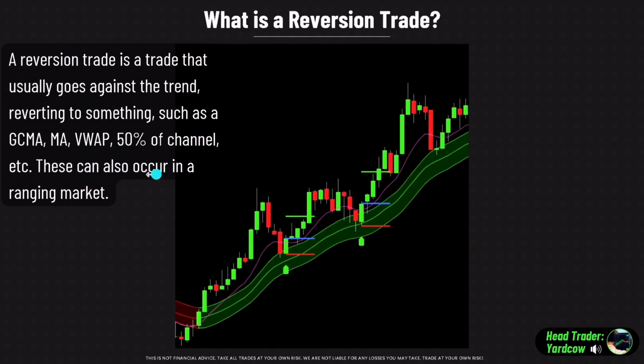These can also occur in a ranging market. So it doesn't have to be against the trend. It can also happen in ranges as well when you're going sideways. So either ranging or against the trend, one of those two.